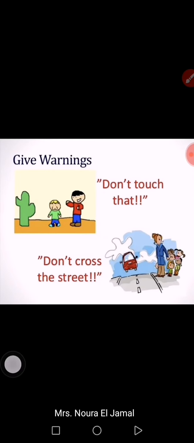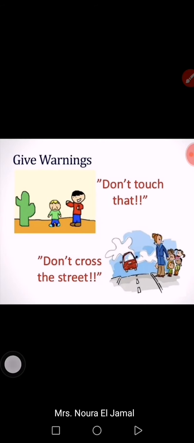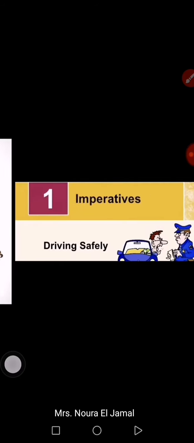Also, I use the imperative to give warnings. Don't touch that. Don't cross the street. So I give you warnings or I warn you. Look here, these sentences start with don't. So is it affirmative or negative? It's a negative sentence.